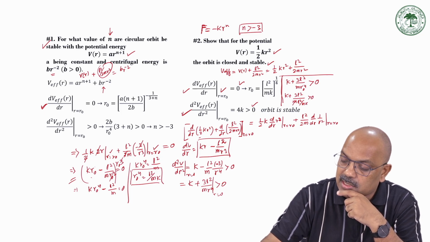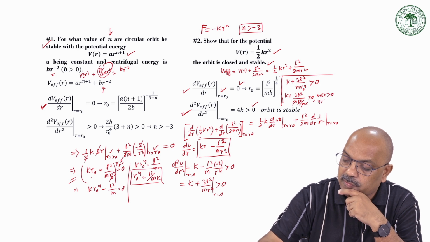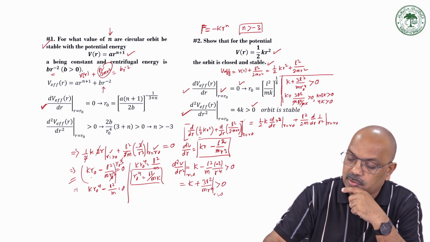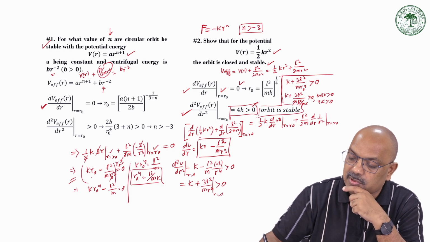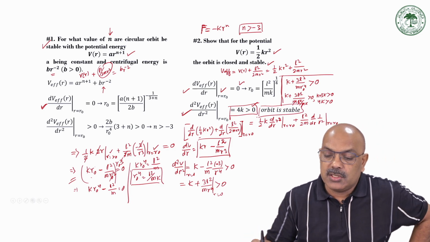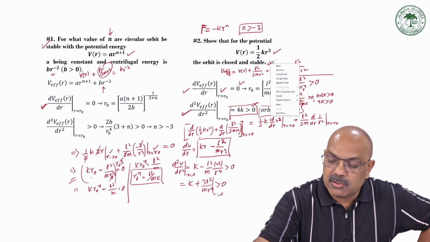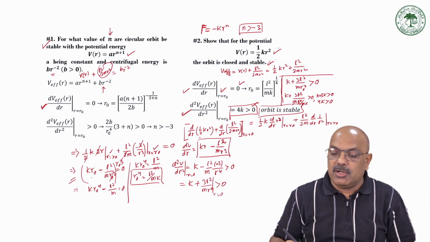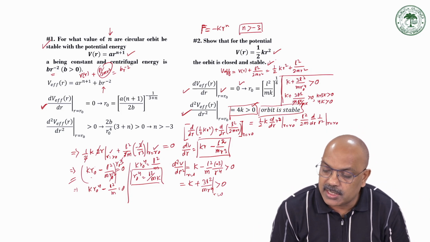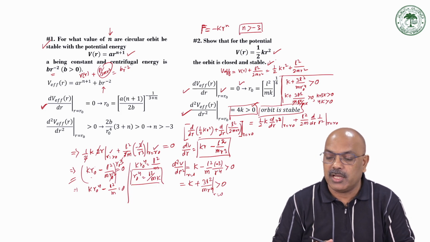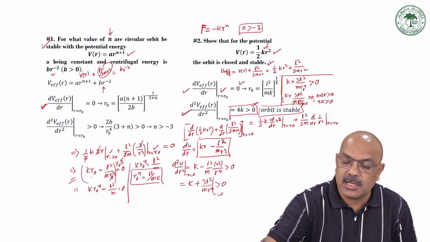So L² cancels out, and I have k plus 3k, which gives k plus 3k is greater than 0, or 4k is greater than 0. So this is the condition for the stable orbit. The orbit for this potential is stable when k is always greater than 0. That means k has to be greater than 0.